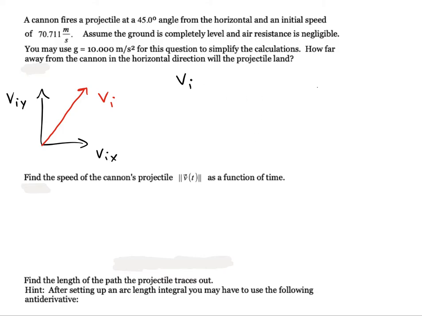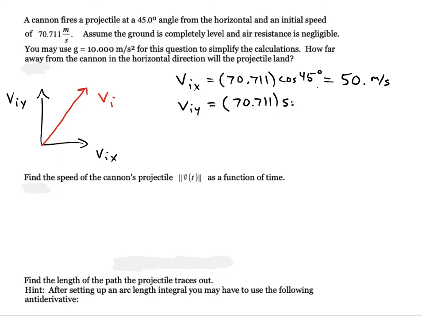So VIX will be 70.711 cos 45, which is just 50 meters per second. And then VIY will be 70.711 sine 45, which is the same, 50.